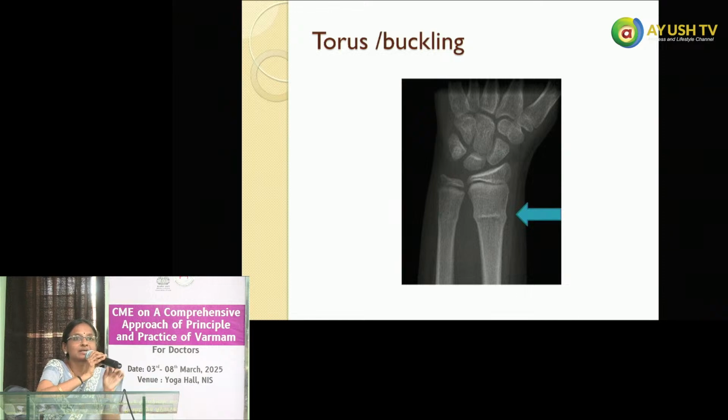So this kind of cortical margin bulge plus a white line of the fracture, that kind of a fracture is called torus fracture or buckling fracture. Here also the point to be noted is the cortical margin is still intact. Only a bulge has happened here, it has not broken yet. This is also an incomplete fracture. This is the second variety.